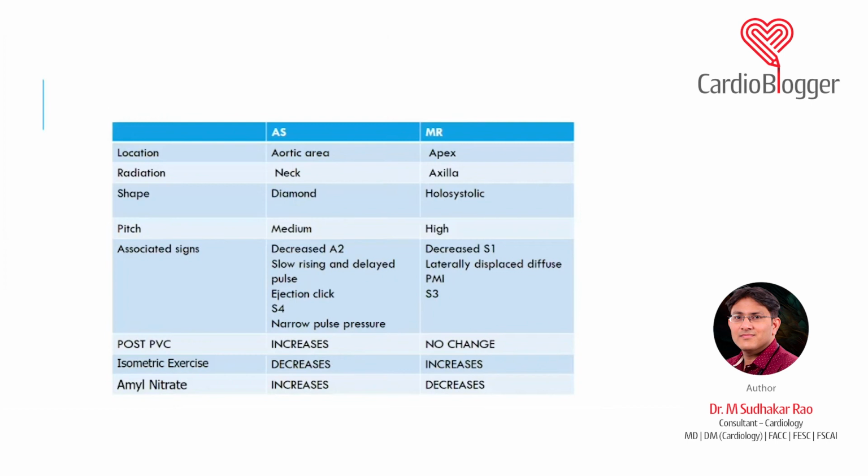Location is important, but in Gallavardin, sometimes it becomes confusing. Shape is important. In the MR murmur, the intensity is best from the beginning to the end. In the AS murmur, the initial part has a decreased intensity, and that is how you may be able to differentiate. Both may be high pitched. So the differences are the post-PVC response, amyl nitrate and isometric exercises.